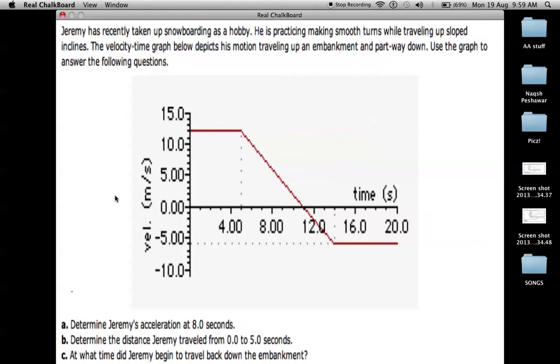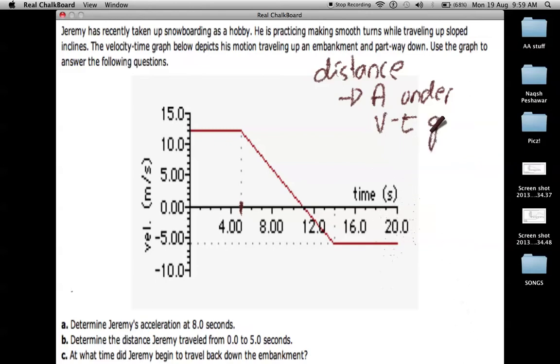Now, the second question asked us to determine the distance traveled from 0 to 5 seconds. So, this is 5 seconds. Distance, again, remind yourself, is given by the area under the VT graph, or a velocity time graph. So you simply have to find the area under the velocity time graph till 5 seconds, since you want the distance till 5 seconds. So this is the area that you need to find out.